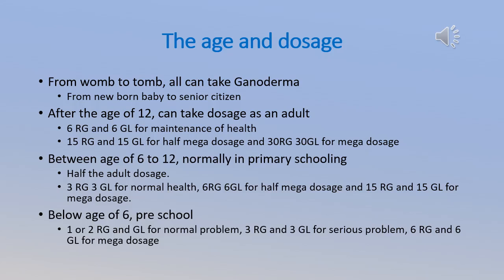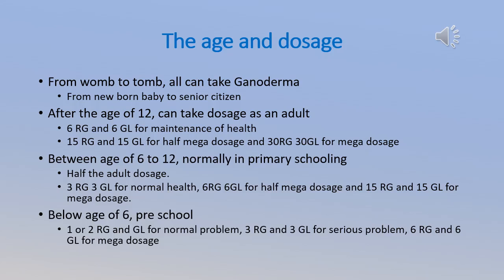For the adult, after the age of 12, can take the full dosage. For example, 6 Rg and 6 Gl for maintenance of health, spirulina a similar amount or double, then 15 Rg and 15 Gl for half mega dosage, and 30 Rg and 30 Gl for mega dosage. Then those between the age of 6 and 12, normally those in secondary school, easier to remember, take half the adult dosage: 3 Rg and 3 Gl for normal health, 6 Rg and 6 Gl for half mega dosage, and 15 Rg and 15 Gl for mega dosage.